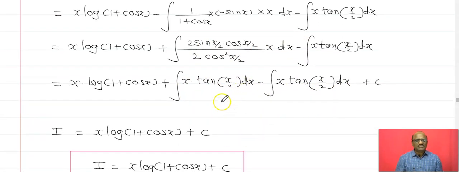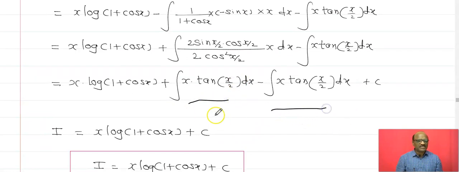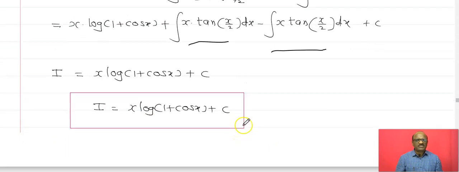plus c. Now see these two terms are similar and have opposite signs, so they will get cancelled and you will get I is equal to x log of 1 plus cos x plus c, and in this way we have completed this question. That is, I is equal to x log of, in bracket, 1 plus cos x plus c.